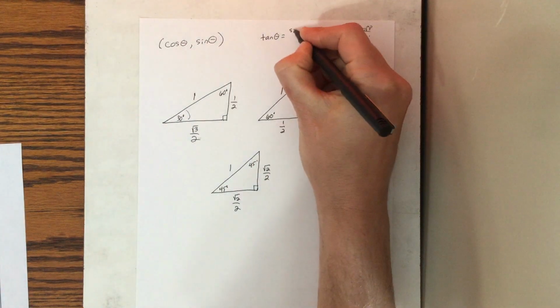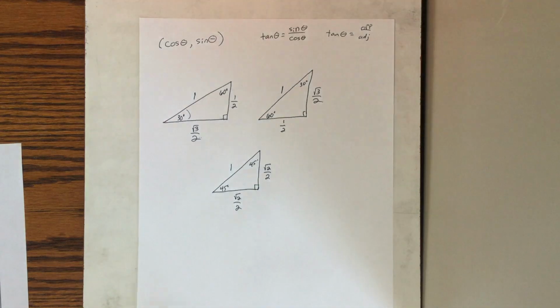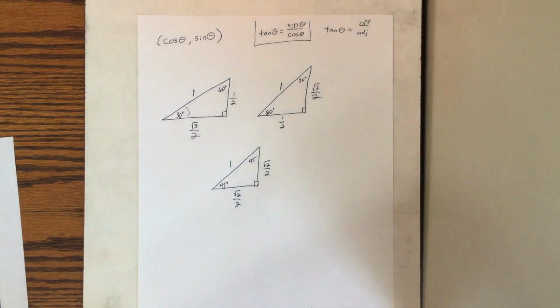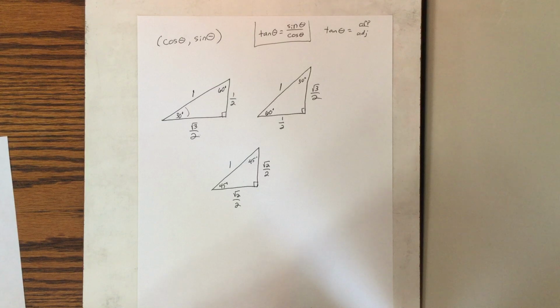So we can say tangent is equivalent to the sine of theta over the cosine of theta, which is one of our trigonometric identities. So this is going to be a big deal moving forward for you. All right, so tangent is equivalent to sine over cosine. So if we look at each of these triangles, we can figure out the arithmetic to get the values of tangent for specific reference angles.